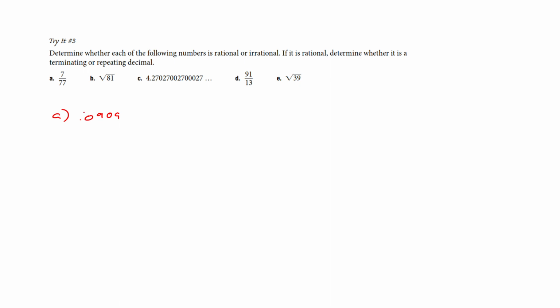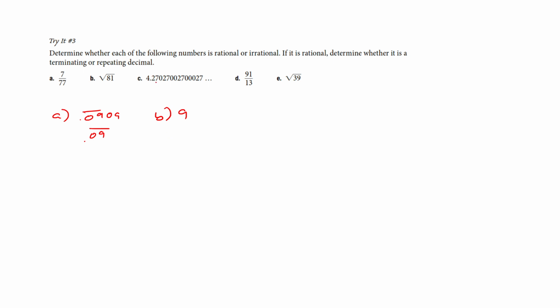But so this repeats here on 0.09. So that repeats, so that's a rational number. You know the square root of 81 is 9, and since it simplifies to a rational number, it's a rational number.